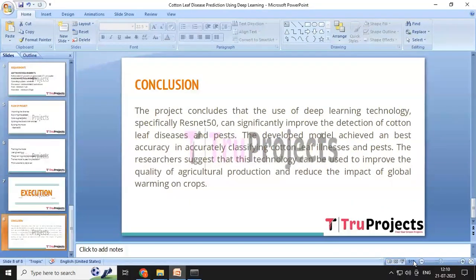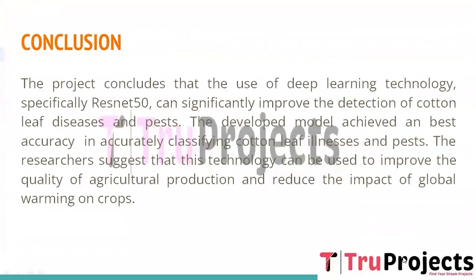In conclusion, the project uses deep learning technology, specifically ResNet 50, which can significantly improve the detection of cotton leaf disease. The developed model achieved the best accuracy in classifying the autumn leaf illness and pests. The research suggests that this technology can be used to improve the quality of agricultural production and reduce the impact of global warming on crops.